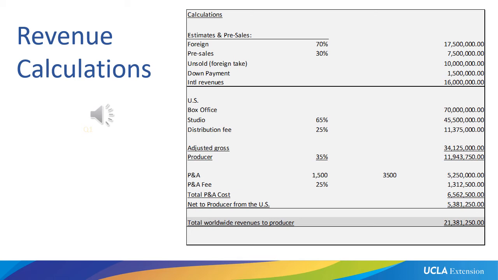So all in all, we do owe the P&A investor $6,562,500, which is being deducted from our share of the U.S. revenues. So that leaves us with $5,381,250 from the U.S. And in combination with our international revenues, we now have $21,238,250. So that's the amount that we have from distribution revenues. We are, of course, looking at other revenues in a minute, but this is what we have from our distribution revenues.